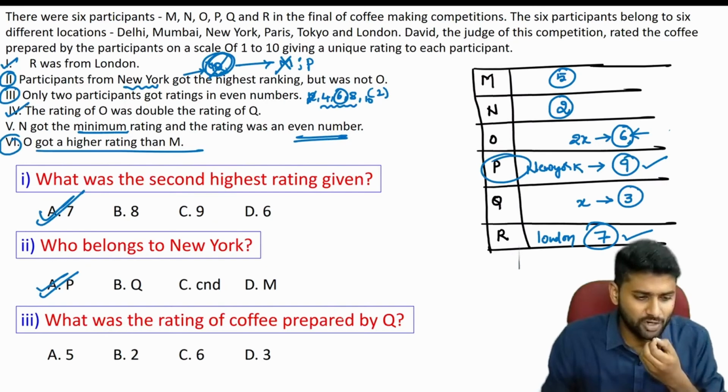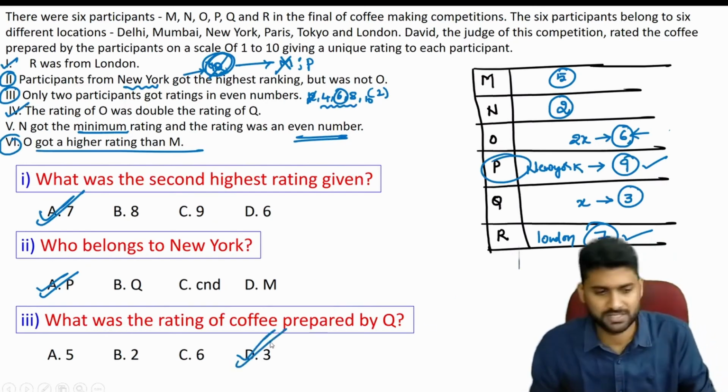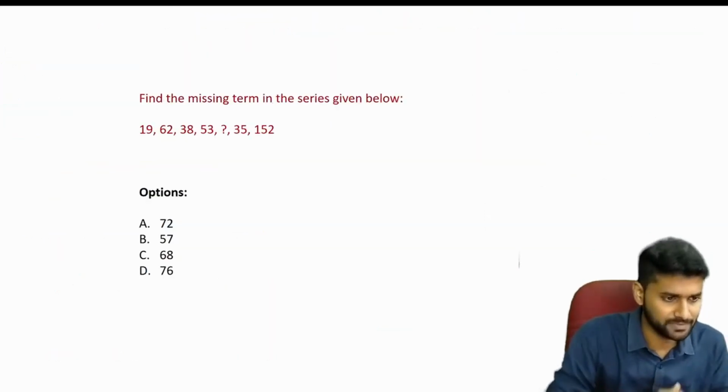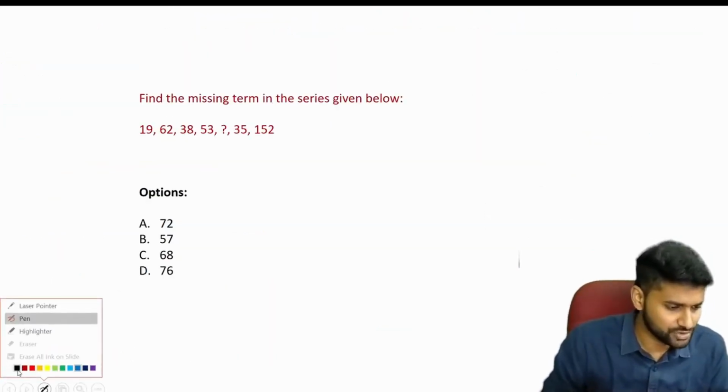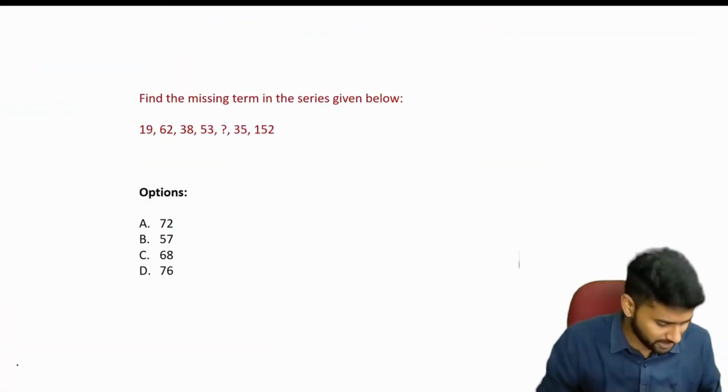What was the rating of coffee prepared by Q? So the rating is 3. Yes, we can answer all these three questions according to the given data. Next, there is a question from number series. You just tell me what the missing number can be.